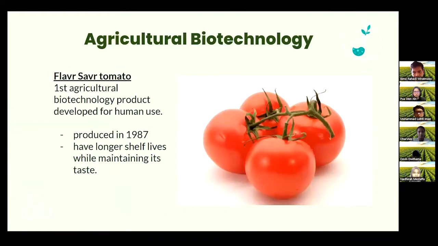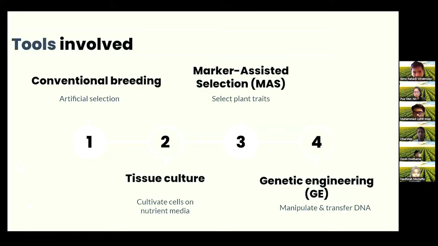Okay, as you can see, this is the Flavr Savr tomato produced in 1987, and it is the first agricultural biotechnology product developed for humans. Next, we look at how we apply agricultural biotechnology. There are a few tools involved in agri-biotech. The first one is conventional breeding, which we use for artificial selection. Next, we have tissue culture that we use to cultivate cells on nutrient media. The next one is marker-assisted selection, known as MAS, to select plant traits. And the last one is genetic engineering that we use to manipulate and transfer DNA.